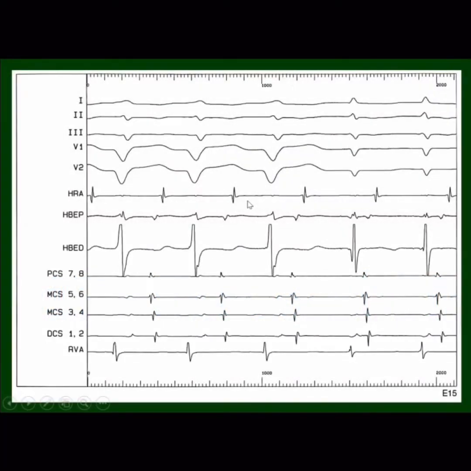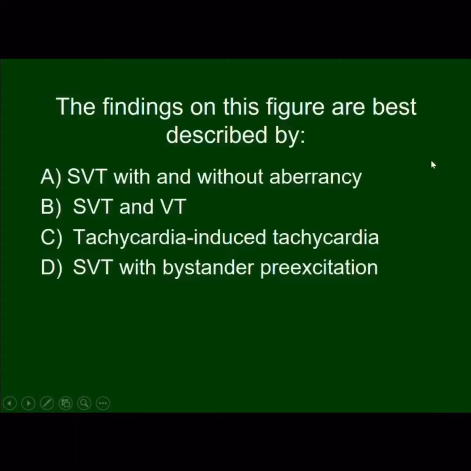Tracing that you were shown, and it's a wide complex and a narrow complex. And the question that I have asked you, and this is not an easy tracing, by the way, the question I've asked you, is this a supraventricular tachycardia with and without aberrancy? Is this both a supraventricular tachycardia and a separate ventricular tachycardia? Is this one tachycardia that starts another, a concept called tachycardia-induced tachycardia? Or is this supraventricular tachycardia with bystander pre-excitation?